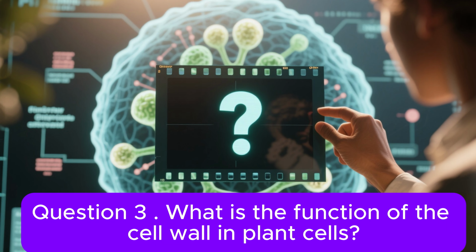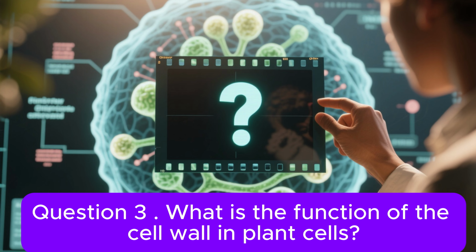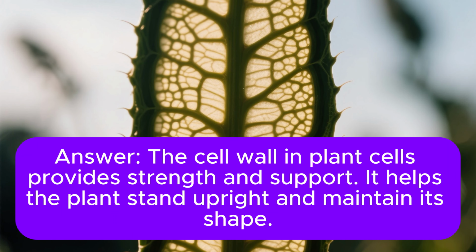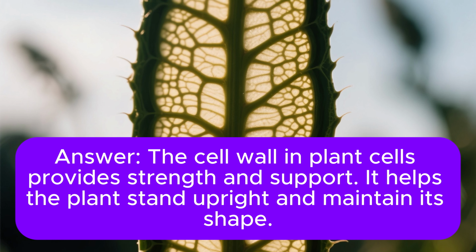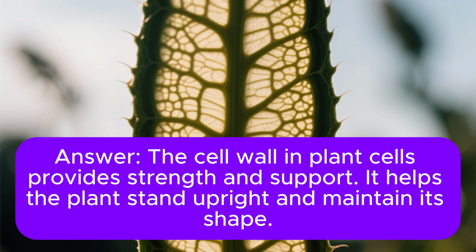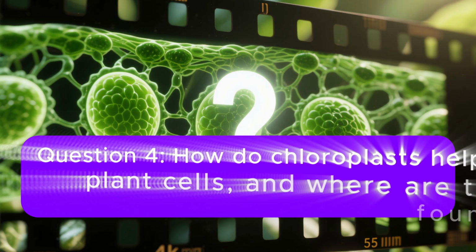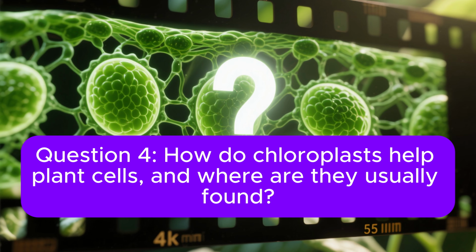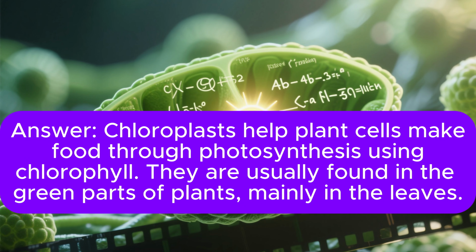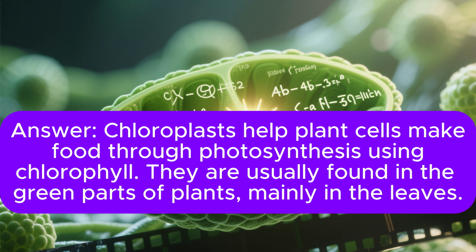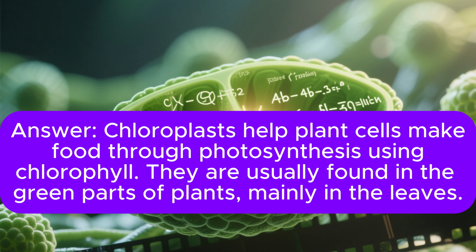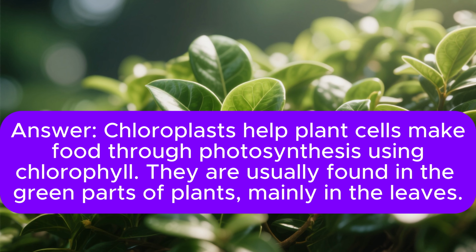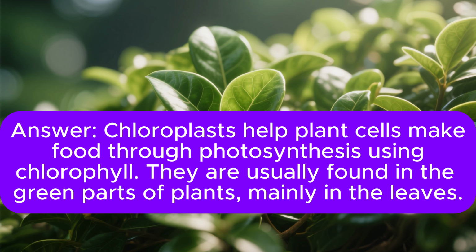Question 3. What is the function of the cell wall in plant cells? Answer: the cell wall in plant cells provides strength and support. It helps the plant stand upright and maintain its shape. Question 4. How do chloroplasts help plant cells, and where are they usually found? Answer. Chloroplasts help plant cells make food through photosynthesis using chlorophyll. They are usually found in the green parts of plants, mainly in the leaves.